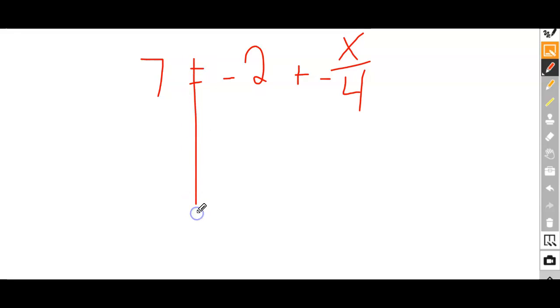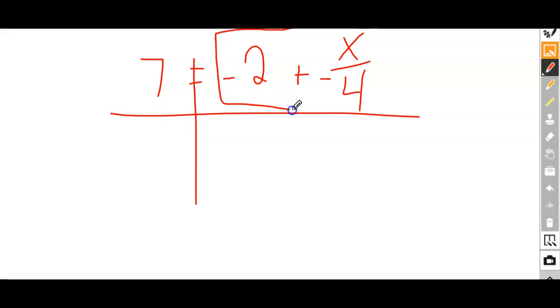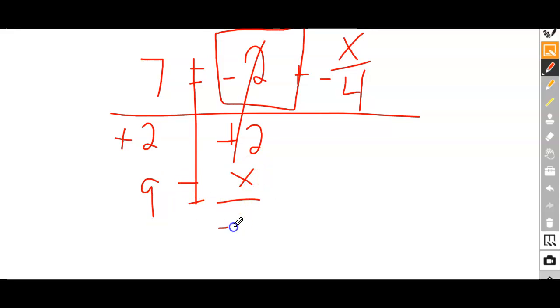So now I got to get rid of this plus -2. What's the opposite of plus -2? Just +2. The additive inverse of -2 is +2. A +2. That cancels that out. On the left, I've got 9 equals x over -4.